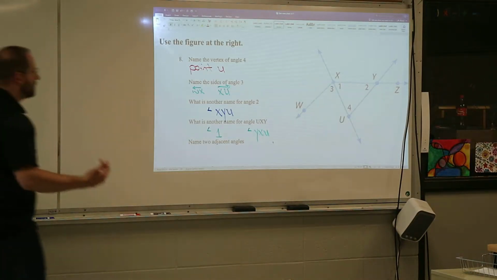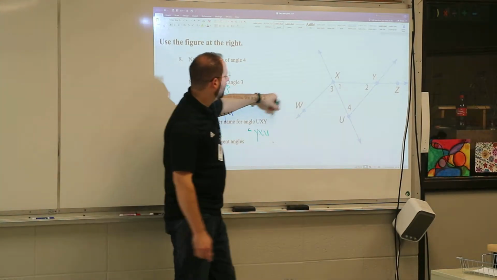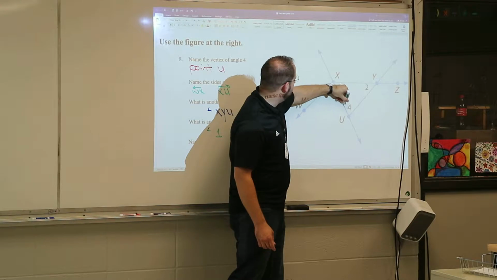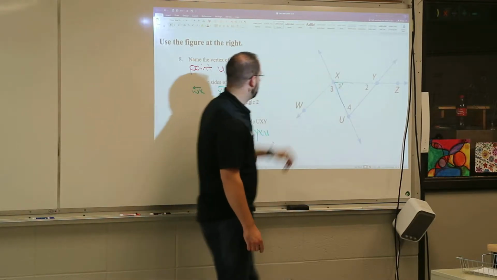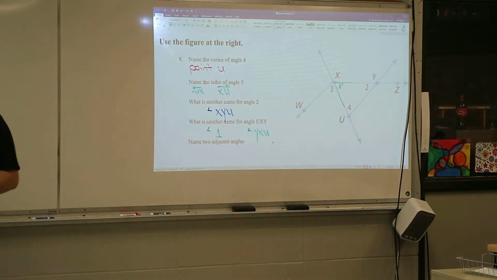But again, why that's true, we know we're looking at an angle that's at X, because that's the middle letter, right? So it has to be one of these two. But they're saying UXY, right? That's this one. U to X to Y. So it's angle number 1. So you had a kind of a 50-50 chance to know which one it was.